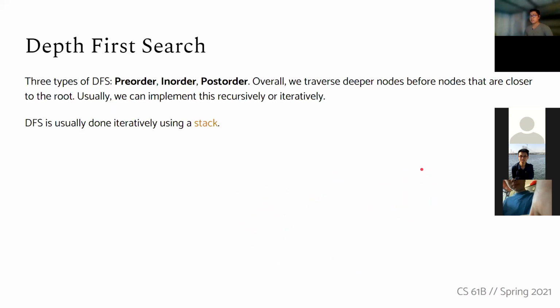Cool, and then we have DFS, depth first search, and there are 3 sub searches. There's pre-order, in-order, post-order, and the key thing is that instead of a queue, we use a stack. And remember, a queue is first in, first out. A stack is first in, last out.